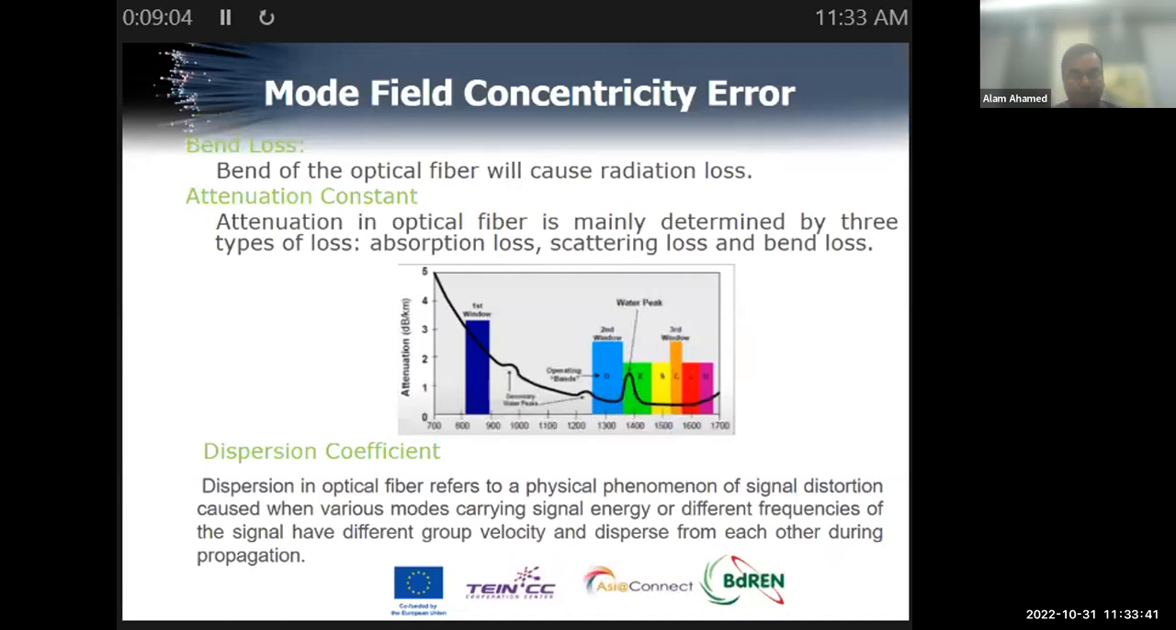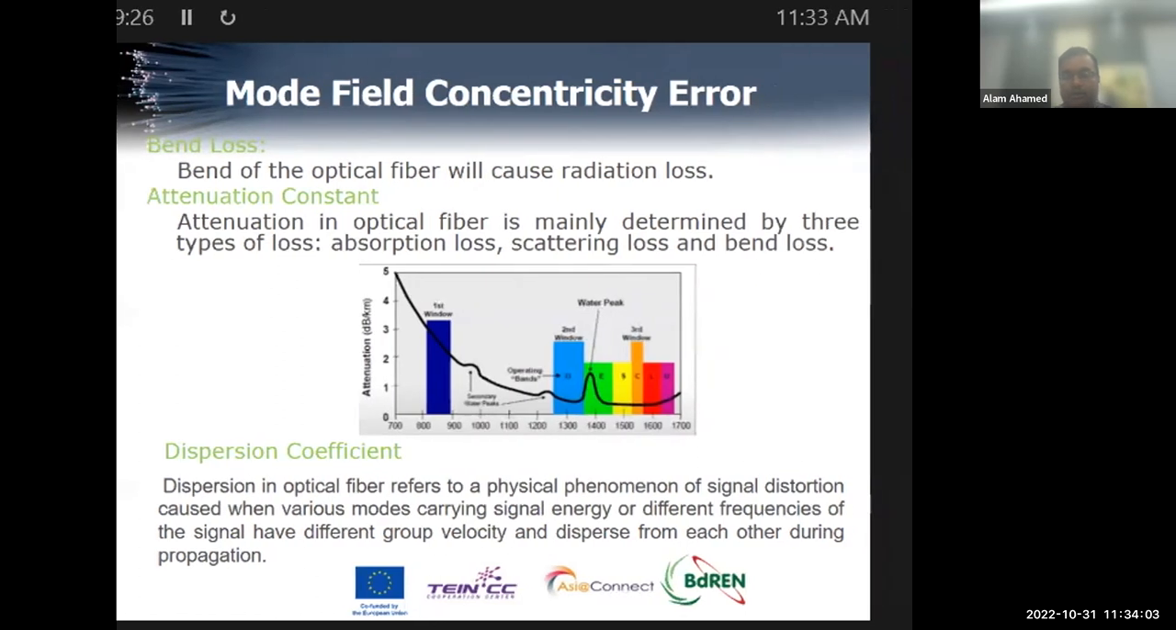This is the main important topic for optical fiber errors. Optical fiber has some attenuation or resistivity: bend loss, attenuation constant, and dispersion coefficient. At first, bend loss. Bend loss in optical fiber will cause radiation loss. Actually, bend loss arises in an optical fiber in two cases. One is when the curvature radius of the bend is much larger than the diameter of the fiber. The other is microbend.